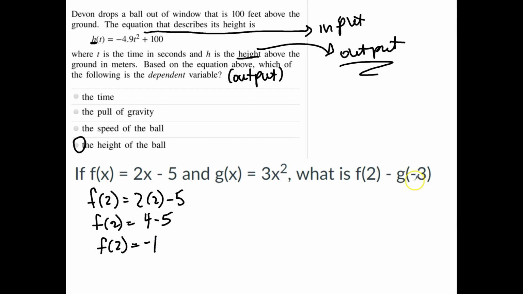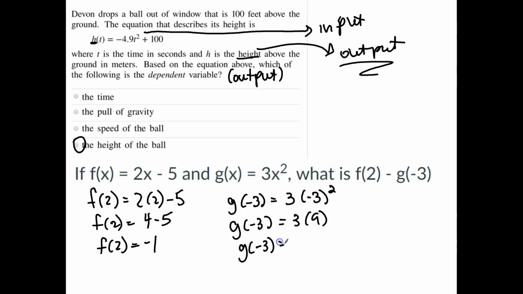G of x, so g of negative 3 is equal to 3 times negative 3 squared. Order of operations says square the negative 3 first. So negative 3 squared is 9, 3 times 9, so therefore g of negative 3 is equal to 27. And so it says f of 2, which is negative 1, minus f of negative 3, which is negative 27, is negative 28. That is the answer.